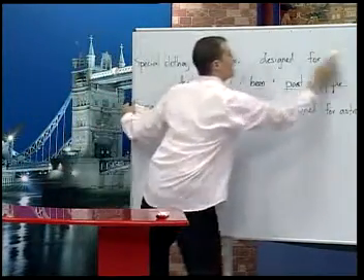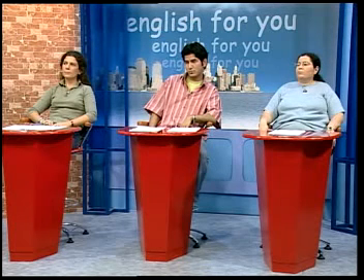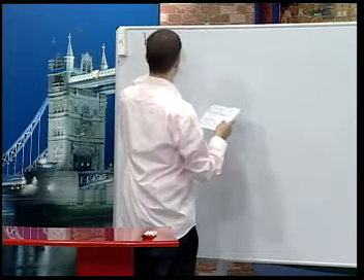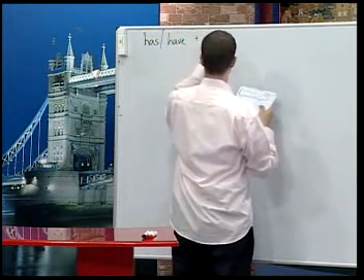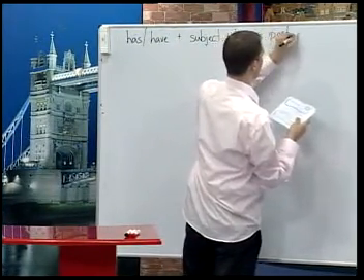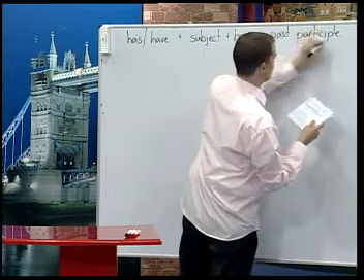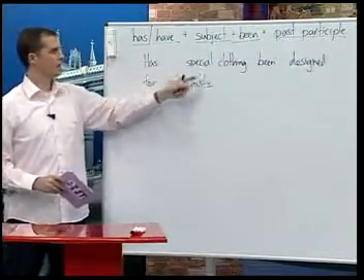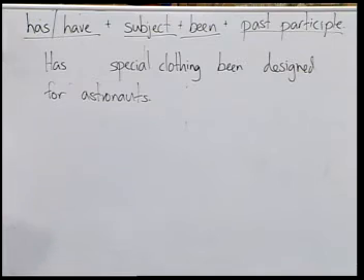Okay, let's take this off the board and have a look at yes/no questions. So, yes/no question, using the passive voice of the present perfect, we use this formula. Has or have plus subject plus been plus past participle. Okay, let's have a look at this. Has special clothing been designed for astronauts?